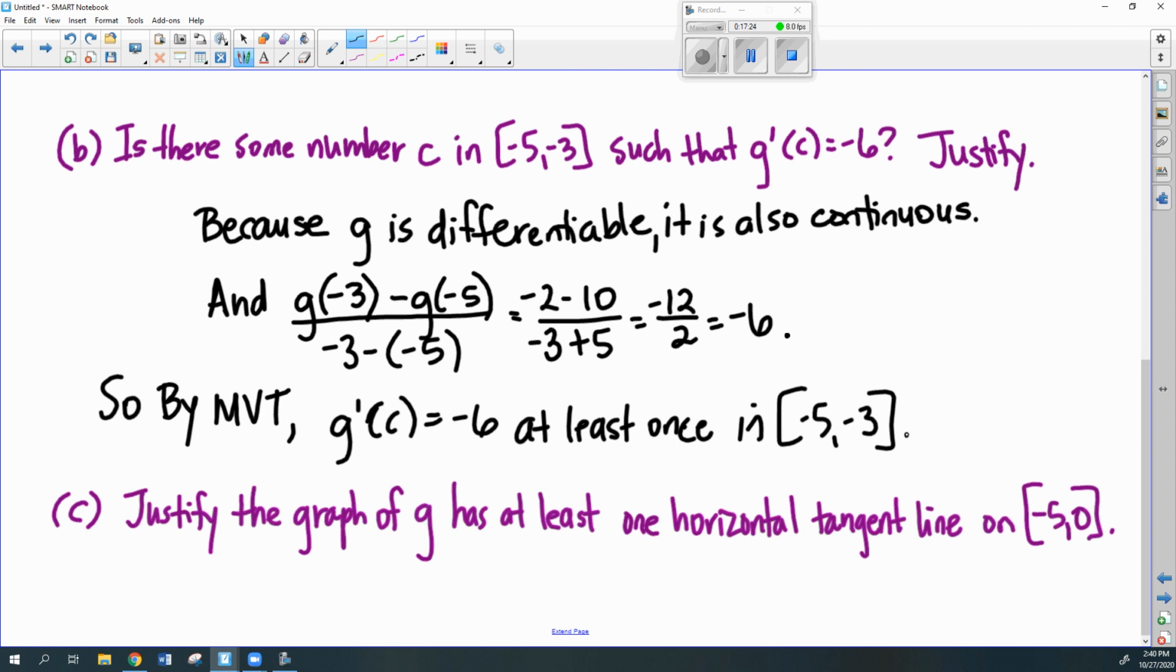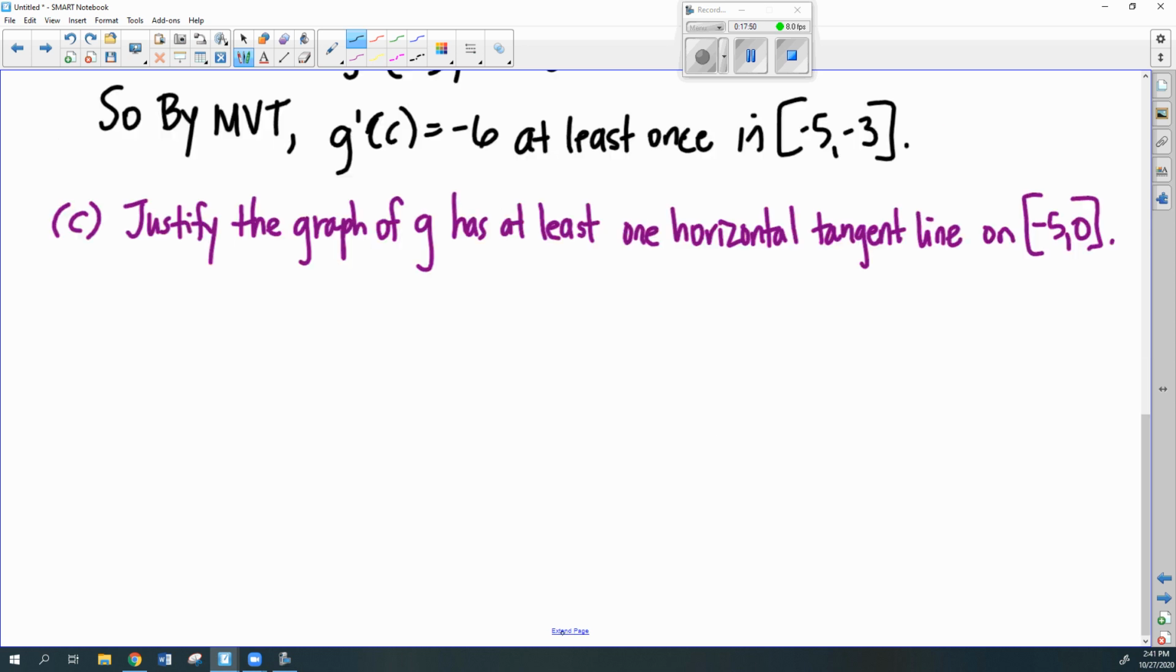So let me go over it again. Because g is differentiable, it's also continuous. And we found an average rate of change that was equal to -6. We found the slope of a secant line on that interval that was -6. So by MVT, there has to be a place where the derivative equals -6 at least once. Okay? All right, and then part C here was asking you to justify, so we're not asking yes or no.